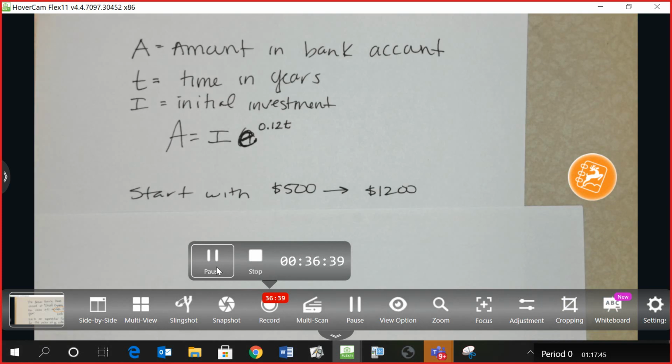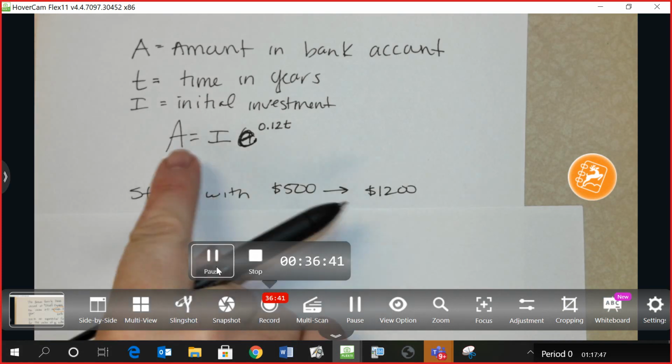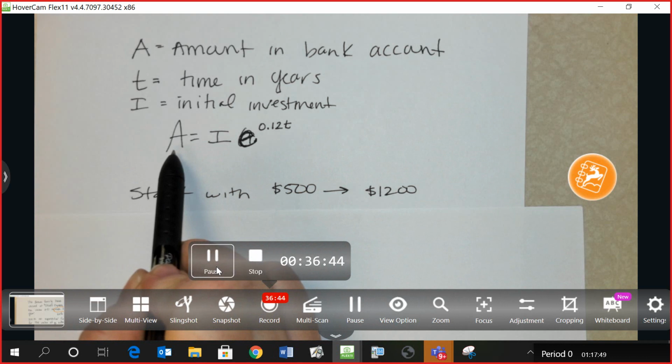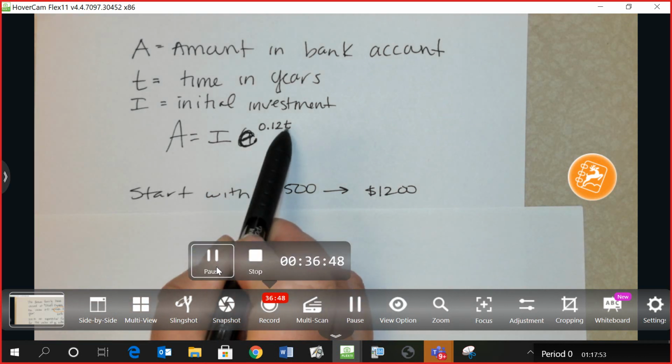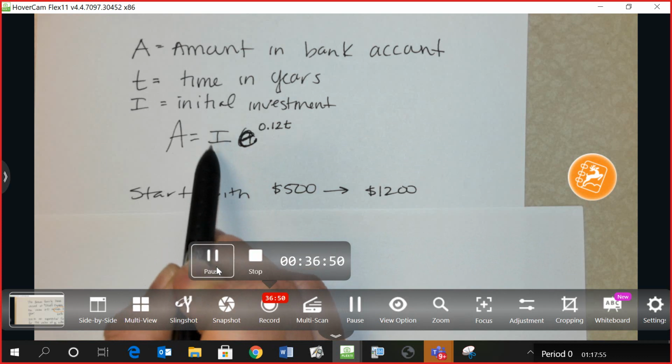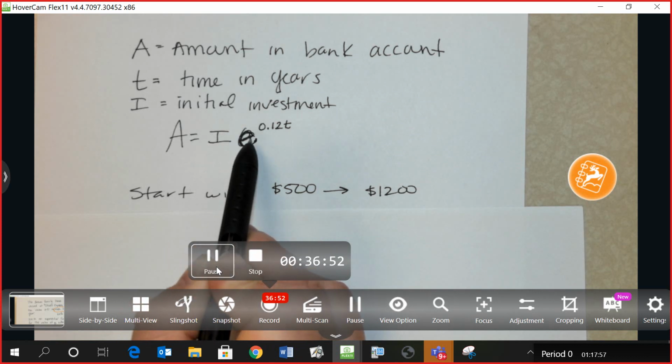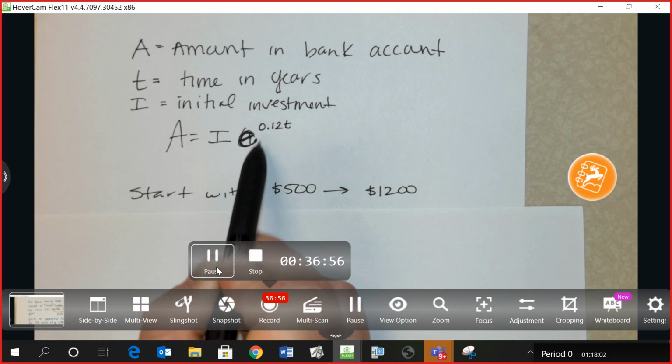We're going to do 2 problems, and for both problems we're going to use the same equation. So this represents the total amount of money you have after a certain period of time in years. And this means what is your initial investment. Remember, e is a numerical value. It stands for Euler's number. It's a numerical value. It's not a variable.